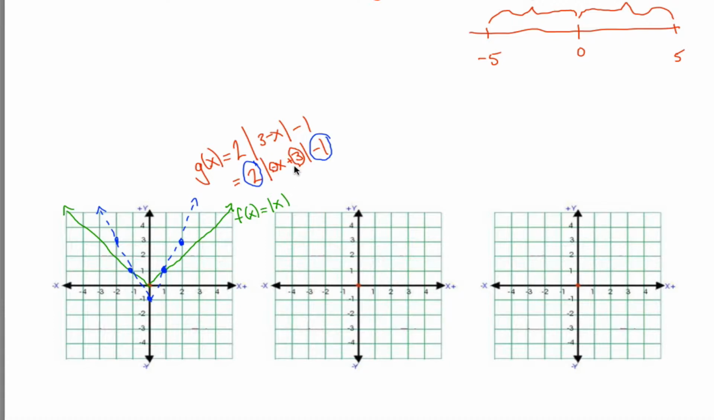However, remember that the order for horizontal transformations is goofy. Everything's backwards. So I'm going to first subtract 3 from the x coordinates, then divide them by -1. So this x coordinate is 0. If I subtract 3 from it, it goes over here to -3.